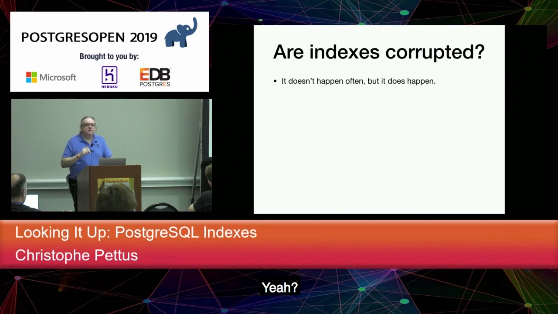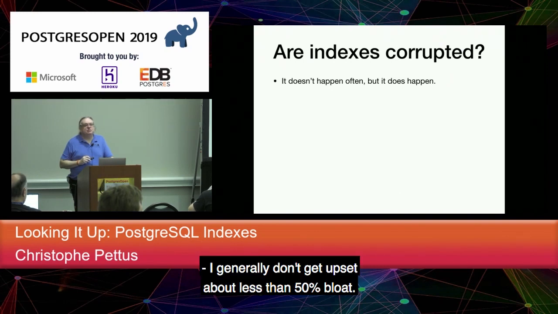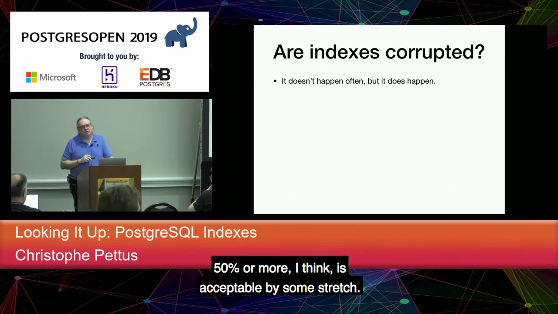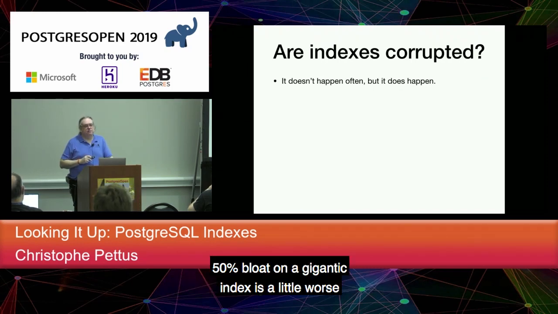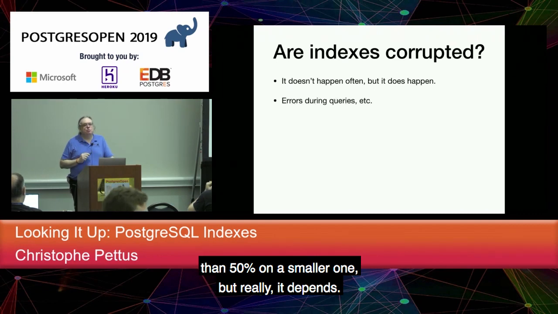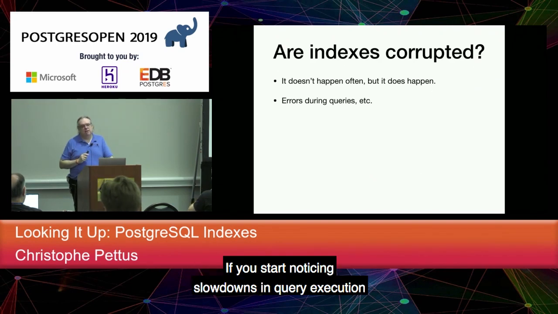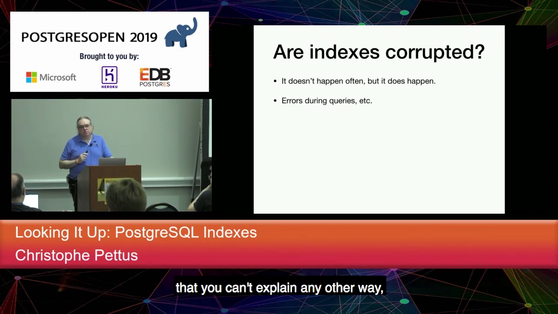Sometimes indexes, yeah. What amount of bloat would you find concerning your ratio? I generally don't get upset about less than 50% bloat. 50% or more, I think, is acceptable by some stretch. It depends a little bit on how, if 50% bloat on a gigantic index is a little worse than 50% on a smaller one. But really, it depends on query execution time. If you start noticing slowdowns in query execution that you can't explain any other way, then that's a better guide.